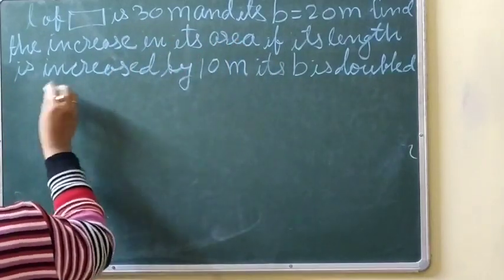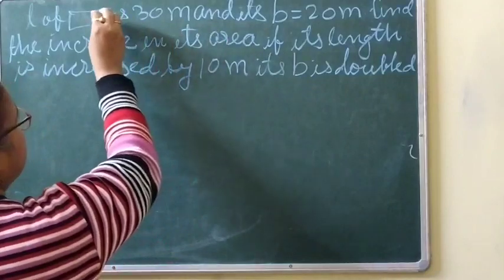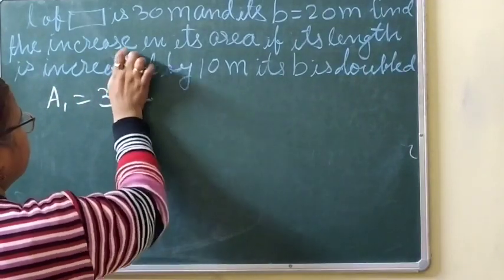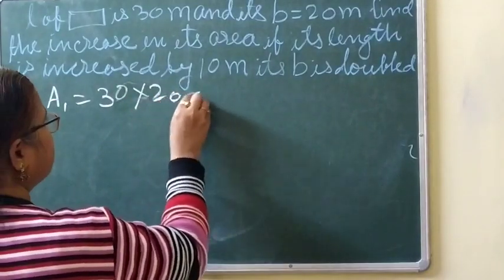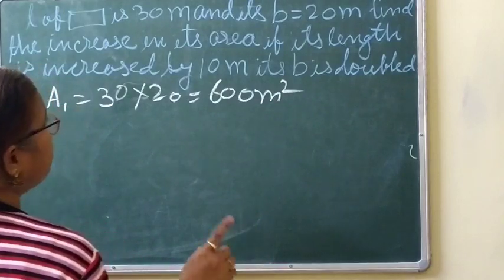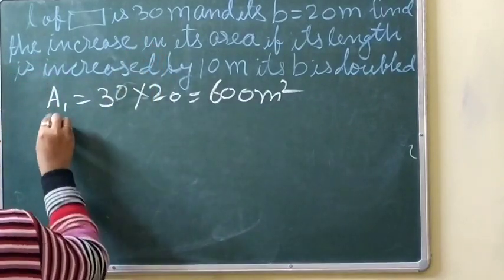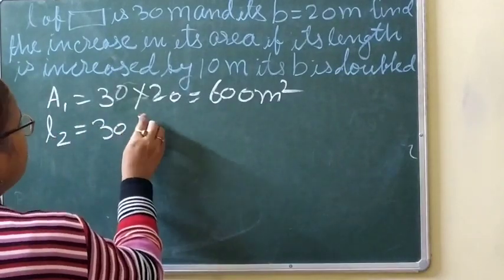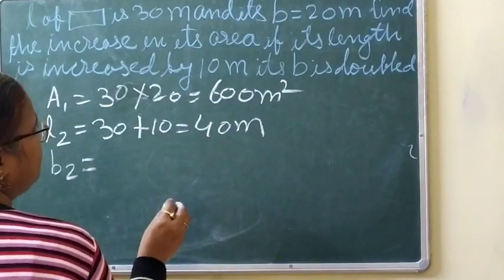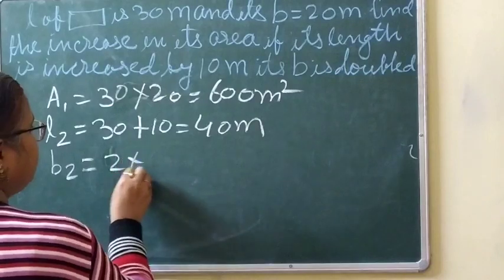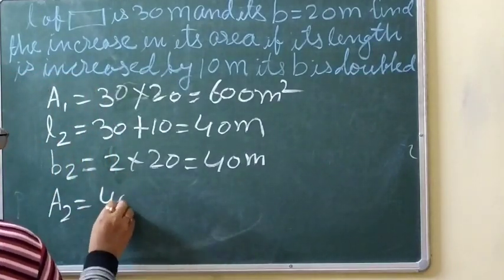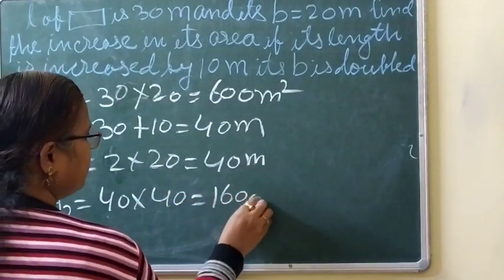Means first we have to find the original one. So let's take this one as A1. So A1 will be equal to 30 into 20, so 600 square meter. Now find the increase in its area if its length is increased by 10 meter. So the new length L2 will be equal to 30 plus 10, means 40 meter. And the new breadth will be double, that is 2 into 20, that is 40 meter. Clear? So area A2 will be equal to 40 into 40, and this is equal to 1600 square meter.